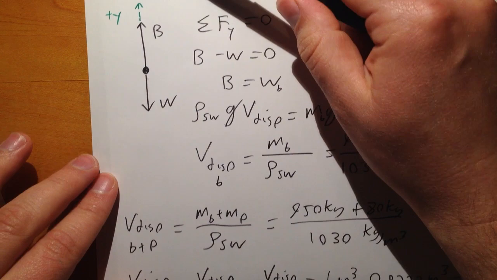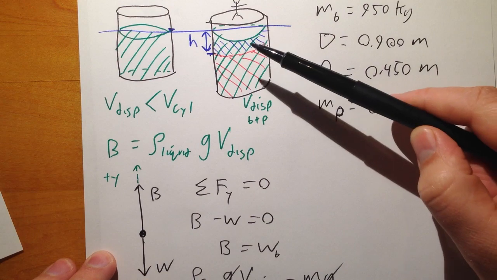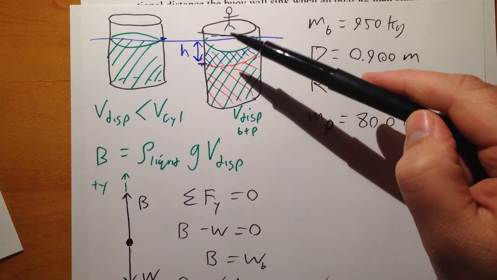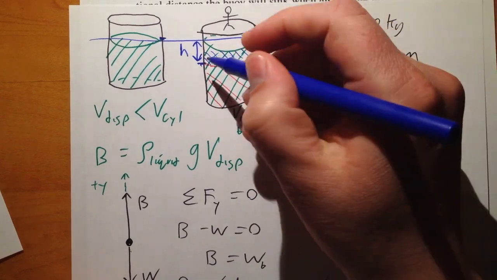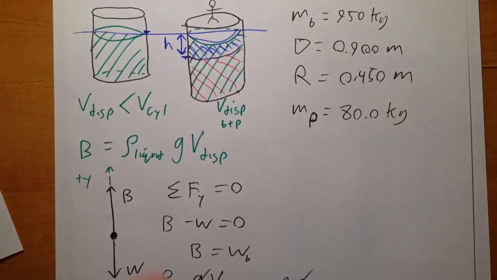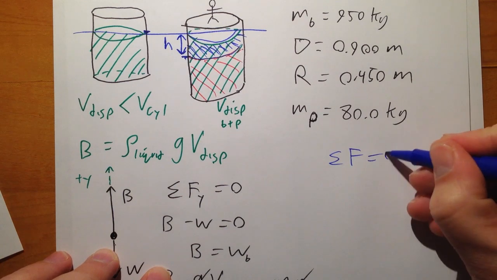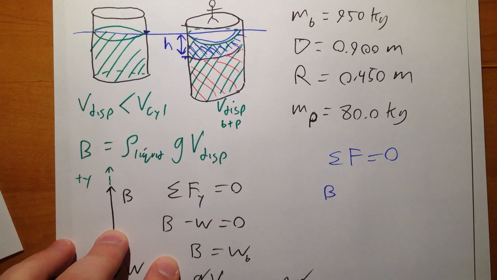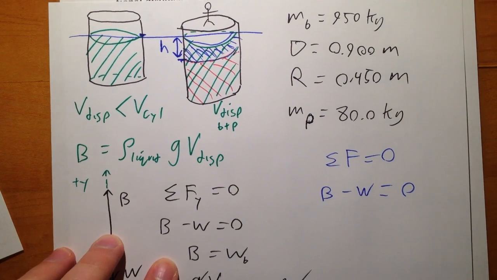I just want to note quickly that I didn't have to go through all the trouble of finding the volume displaced by just the cylinder or by the person plus the cylinder. I could have, in one step, found the volume displaced by just that person stepping on the cylinder, in this blue region here. I know the sum of the forces acting on this buoy must be zero, and whatever buoyant force is supporting the person must be counteracted by the weight of that person.